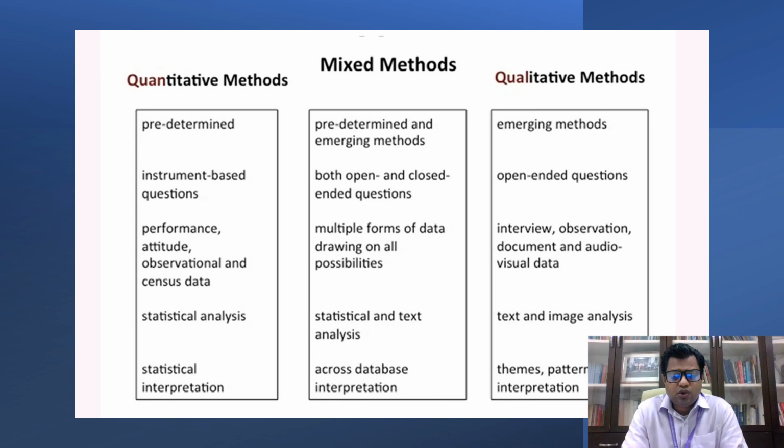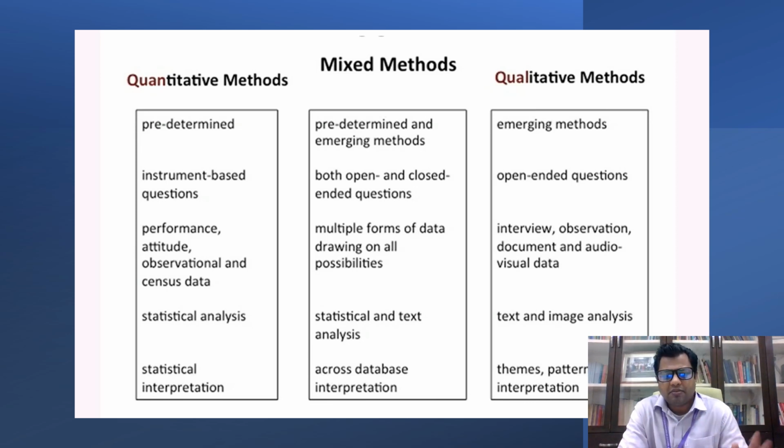Now we have these two types of data, quantitative and qualitative, and we have already seen the advantages and limitations of both. According to Creswell, when you have a particularly quantitative study, you use a predetermined method, like a survey, then from the survey you get the data and analyze it. Instrument-based questions means that if your instrument is survey questions, you use that instrument and then you get the data: performance, attitude, observational and census data, and statistical analysis. The most important thing is that you use descriptive and inferential analysis to answer what happens in the research problem, and also statistical interpretation. It's all about numbers.